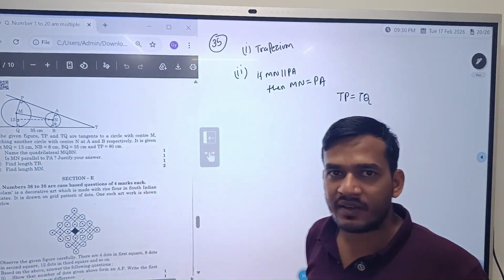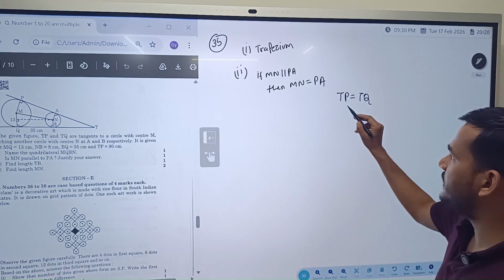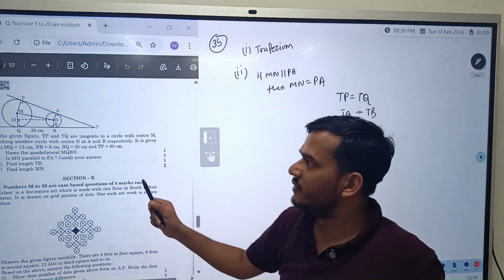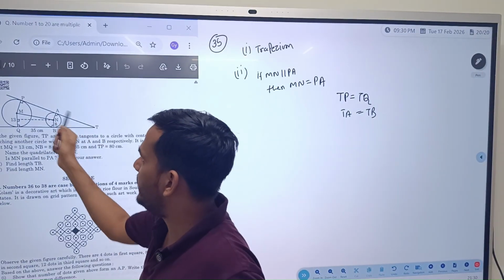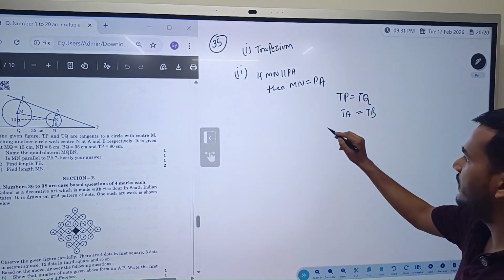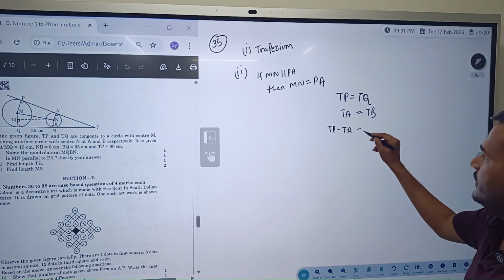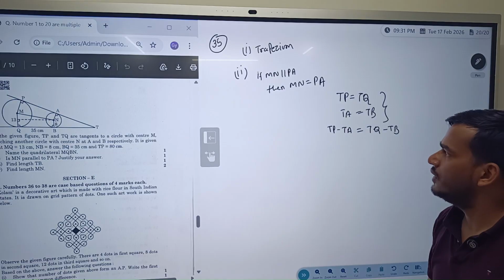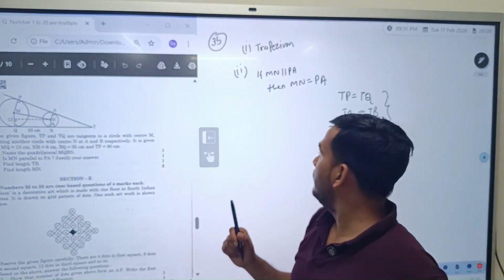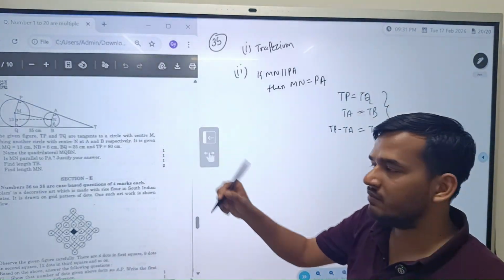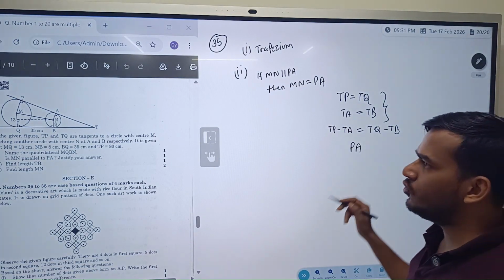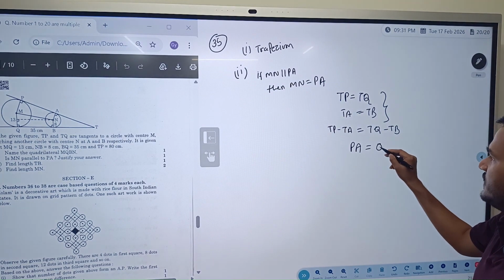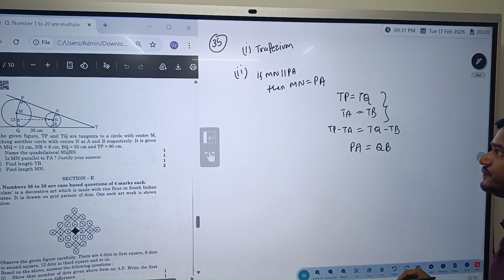TB and TA are the tangents for the smaller circle. So TA is equal to TB. When you subtract TA from TP, you will get PA. TP minus TA is equal to TQ minus TB. So from these two you can write this. TP minus TA is equal to PA and TQ minus TB is equal to QB. So that means PA is equal to QB.